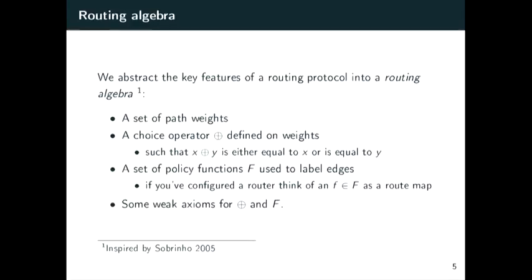We then have a choice operator, plus, which is defined on weights, and this represents choosing between two different weights of paths. So if you have x plus y, well, then it's going to return the best path weight out of x and y. So in shortest paths, this is the min, because if you have two paths with two distances, you want to choose the path with the shortest distance.